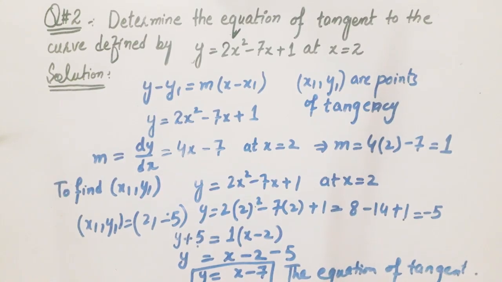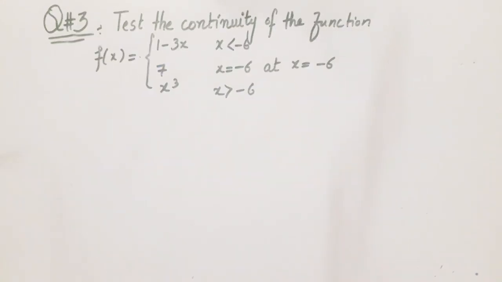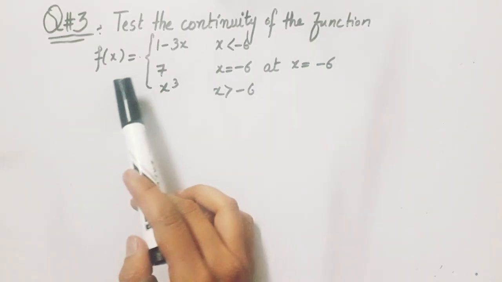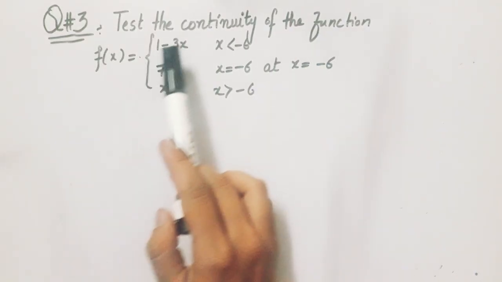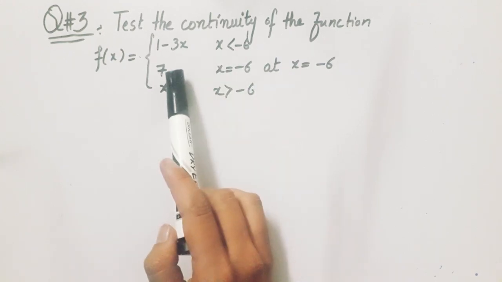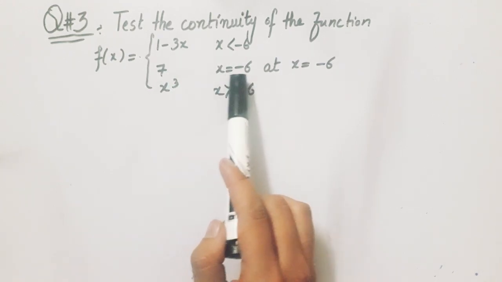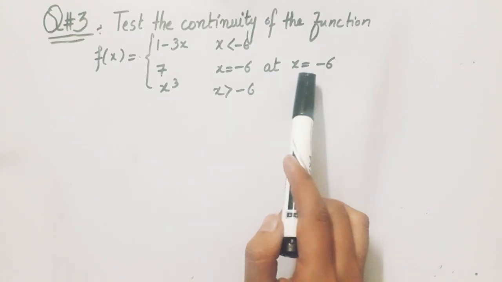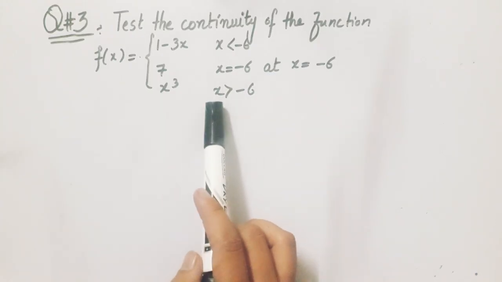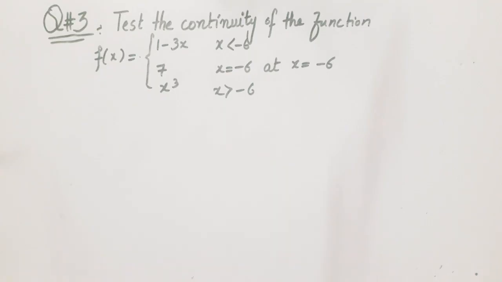Now we will solve question number 3. Question number 3 is: test the continuity of the function f(x), which is equal to 1 - 3x when x is less than -6, 7 when x is equal to -6, and x cubed when x is greater than -6.